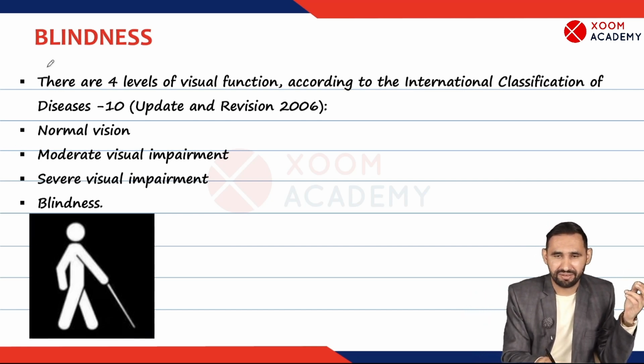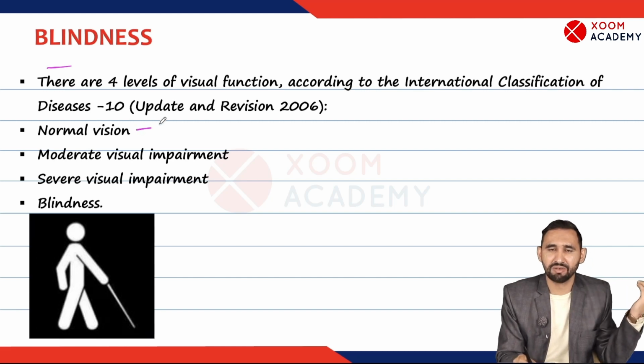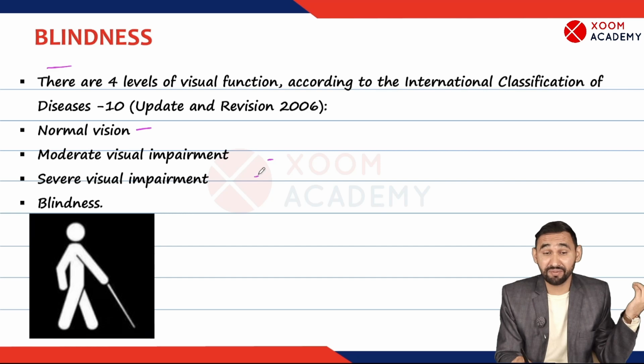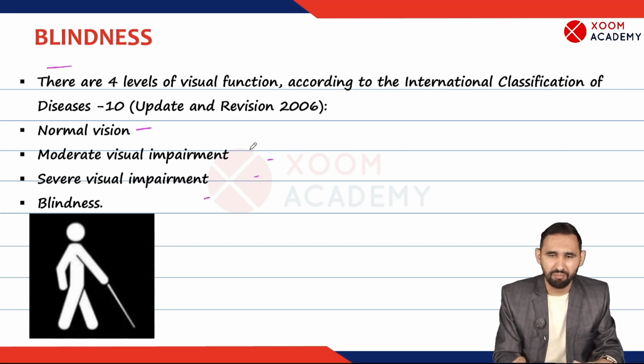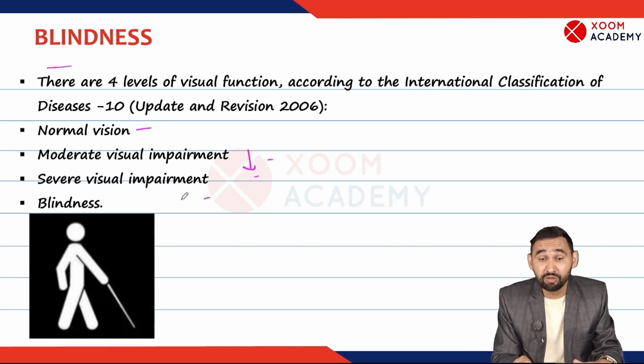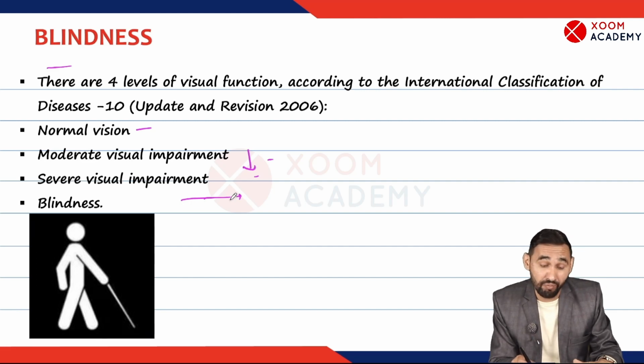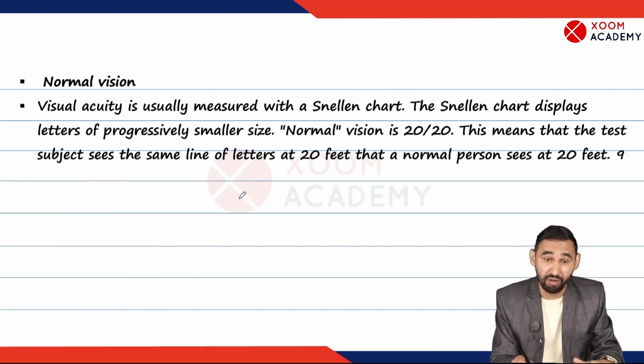There are four levels of visual function. There is normal vision. There can be moderate impairment. There is severe visual impairment which leads to blindness. Or we can say that moderate impairment leads to severe impairment if it remains untreated, and severe impairment can lead to blindness if it is not managed properly. We need to manage the cases properly.